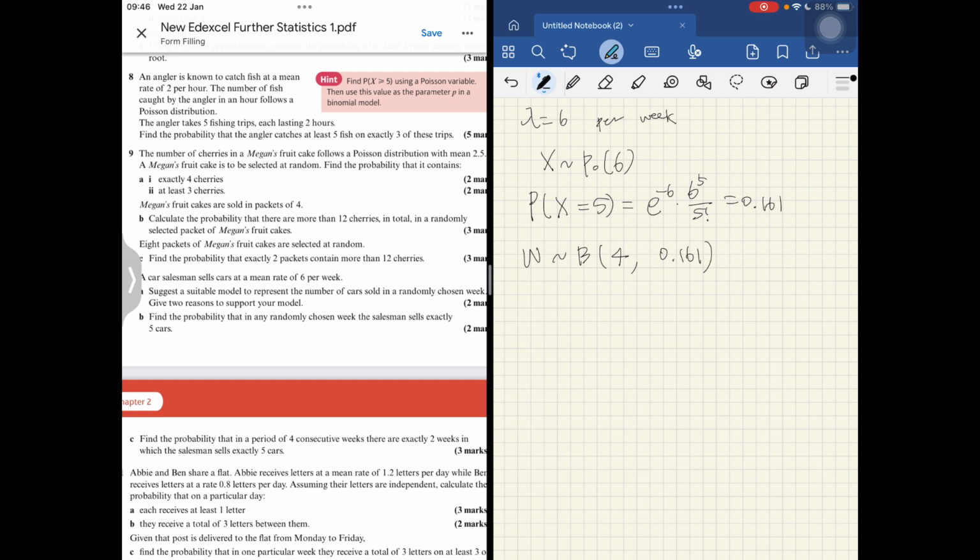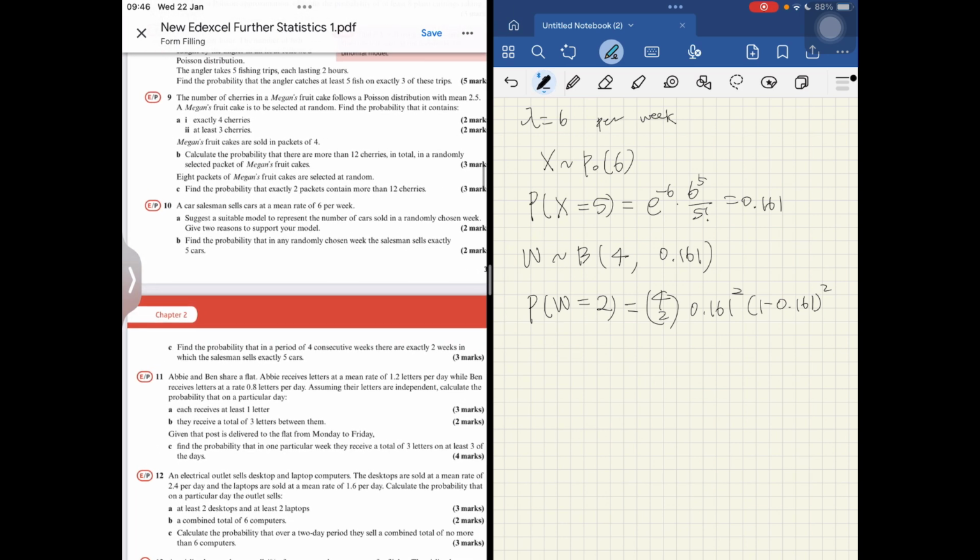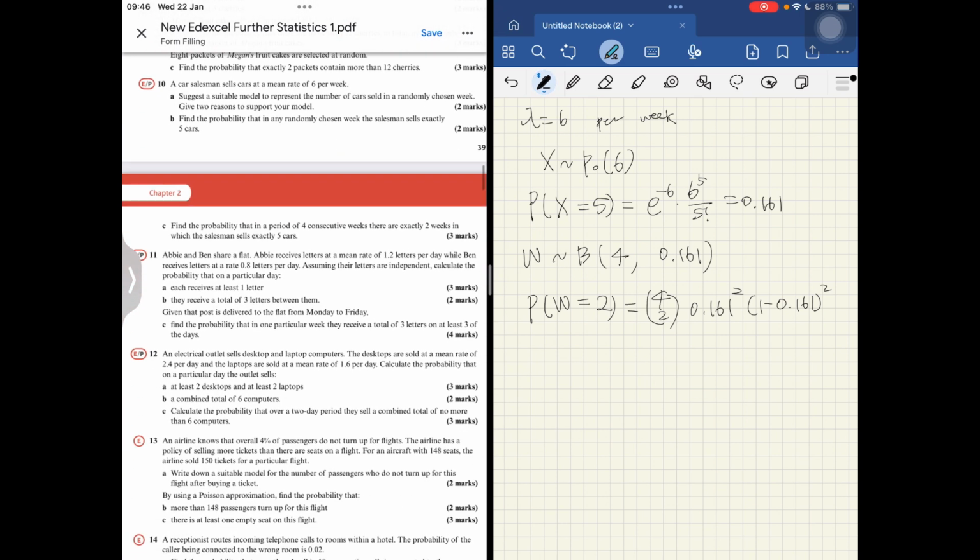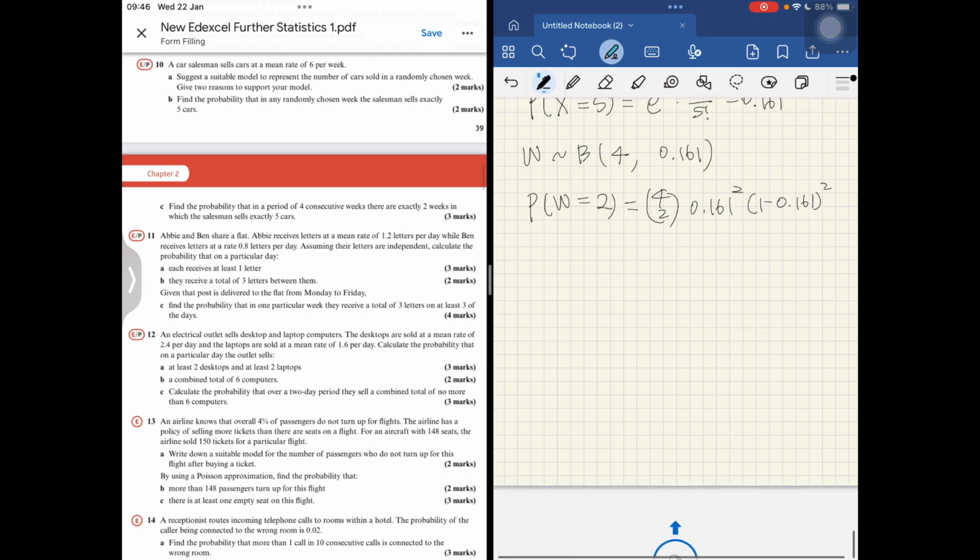So this is not a Poisson distribution with mean 24, because this is just checking each week. So it's a binomial distribution. So the probability W is exactly 2 weeks is 4C2 times 0.161 to the power of 2 times 1 minus 0.161 to the power of 2. You can calculate it.